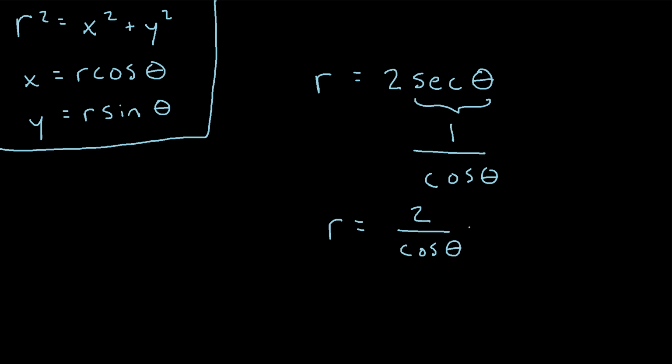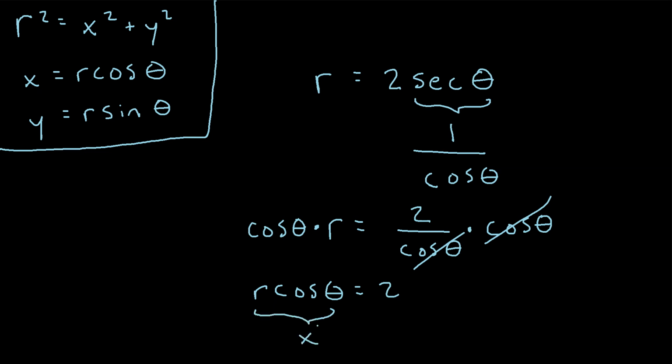And now notice that if we multiply this right-hand side by the cosine of theta, we can cancel out the cosine of theta, and we can multiply the left-hand side by the cosine of theta as well. And we'll be left with r times the cosine of theta is just equal to 2. And remember, we said r times the cosine of theta is equal to x. So this whole left-hand side is just equal to x. So our final answer will just be x is equal to 2. That's how we can write this original polar equation as a rectangular equation.